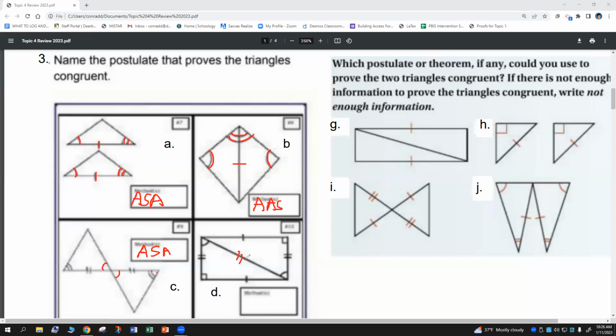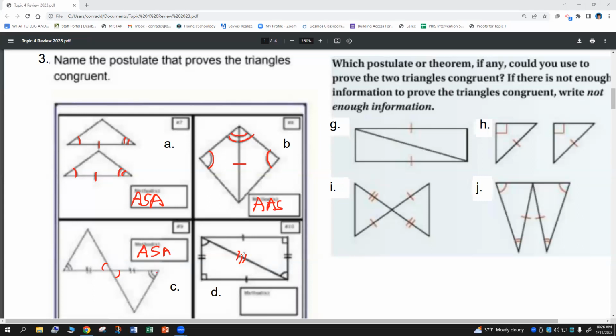Okay, D, we can fill in our shared side. I'm going to put 3 hash marks there. And then you can use any of the theorems for this one. We could use side, side, side. We could use side, angle, side. We could use angle, angle, side. We could use angle, side, angle. Or we could use HL.